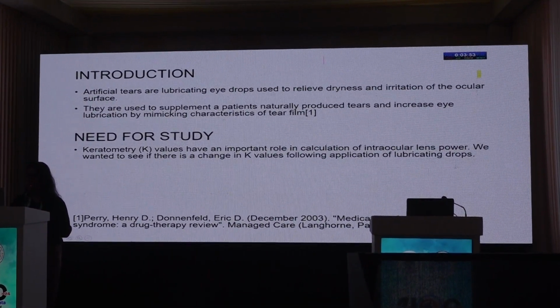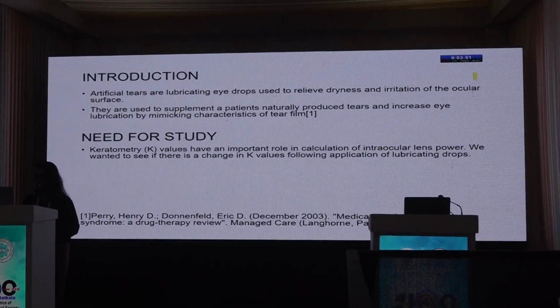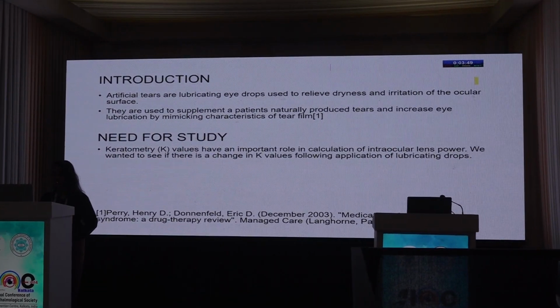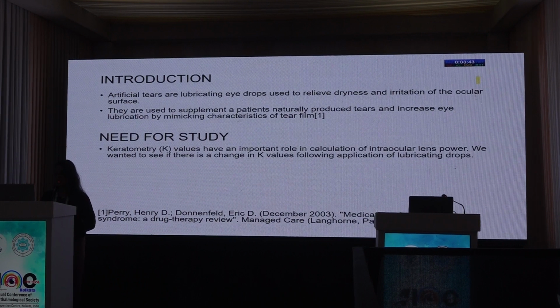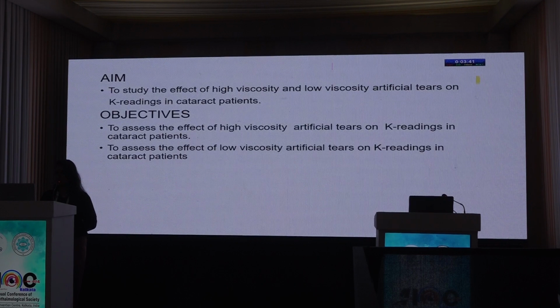Introduction. Artificial tears are lubricating eye drops used to relieve dryness and irritation of the ocular surface. They are used to supplement a patient's naturally produced tears and increase eye lubrication by mimicking characteristics of tear film. Aim was to study the effect of high viscosity and low viscosity artificial tears on K readings in cataract patients. Objectives: to assess the effect of high viscosity artificial tears on K readings in cataract patients and to assess the effect of low viscosity artificial tears on K readings in cataract patients.